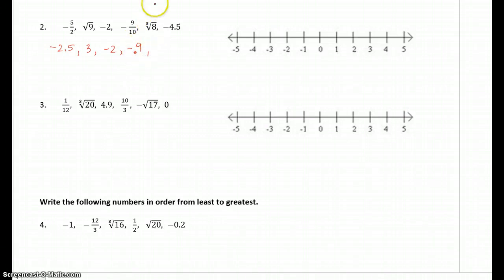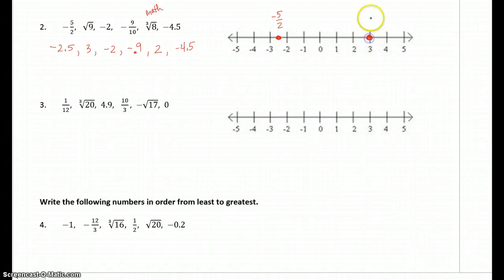The cube root of 8, again, is in your math menu if you don't know that off the top of your head, because that's a perfect cube, is 2. And then we have negative 4.5. So let's plot these. We've got negative 2.5, so that's between negative 2 and negative 3. And we're going to label that negative 5 over 2 because that's what they gave us.